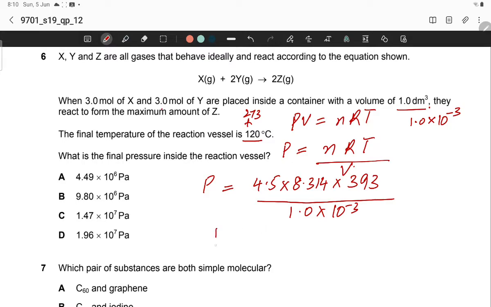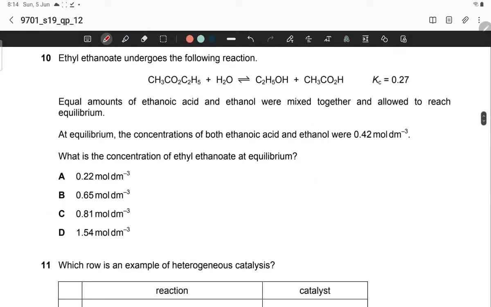The answer will be, pressure will be 1.47 into 10 raised to the power 7 Pascal. The correct answer is C. The next question is question number 10.